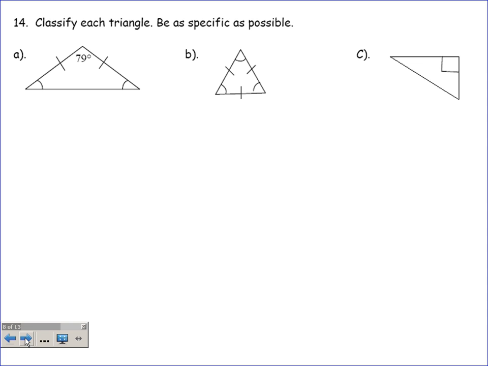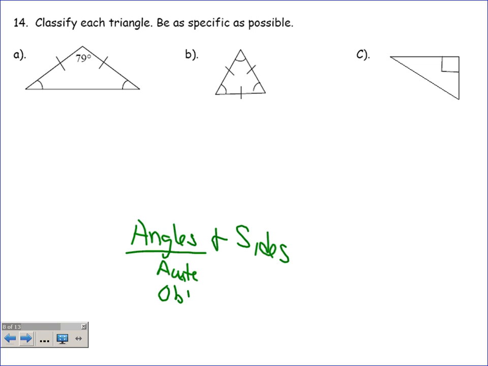Classify triangles. When you classify triangles, you always classify by its angles and its sides. These are for triangles only. Let's talk about angles first. What type of angles could a triangle have? Acute, that means all 3 angles are acute. What else? Obtuse. And right. So when you talk about triangles, you have to have one of these 3 terms.